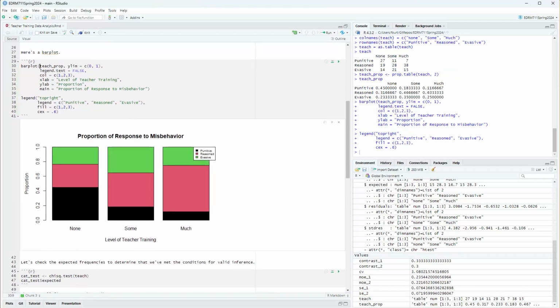And we're seeing the exact same thing we saw in the descriptive statistics, but graphically, we're getting a general impression quickly, whereas the descriptive statistics require us to think a little more, but they have the advantage of being able to drill down to specifics. So when I look at this, I notice right away all the black there is in the none category, and that's the punitive category. I notice all the pink there is in the much teacher training category. That's the reasoned. And I know there are more similarities in the evasive category. So those are our descriptions.